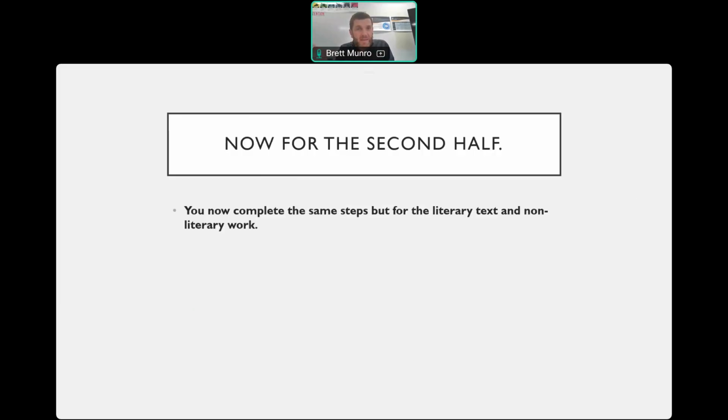We then move on and we do the second half. We complete the exact same steps, but for the non-literary work. So in this case, you would be looking at your non-literary extract and then the non-literary work collection as a whole. Still doing your zoom in and then doing your zoom out. The importance here is that you're maintaining your structure. You're establishing a claim at the top of your section. You're then looking at specific authorial choices and how specific authorial choices within the extract create meaning, followed by how explicit authorial choices within your wider text creates meaning.